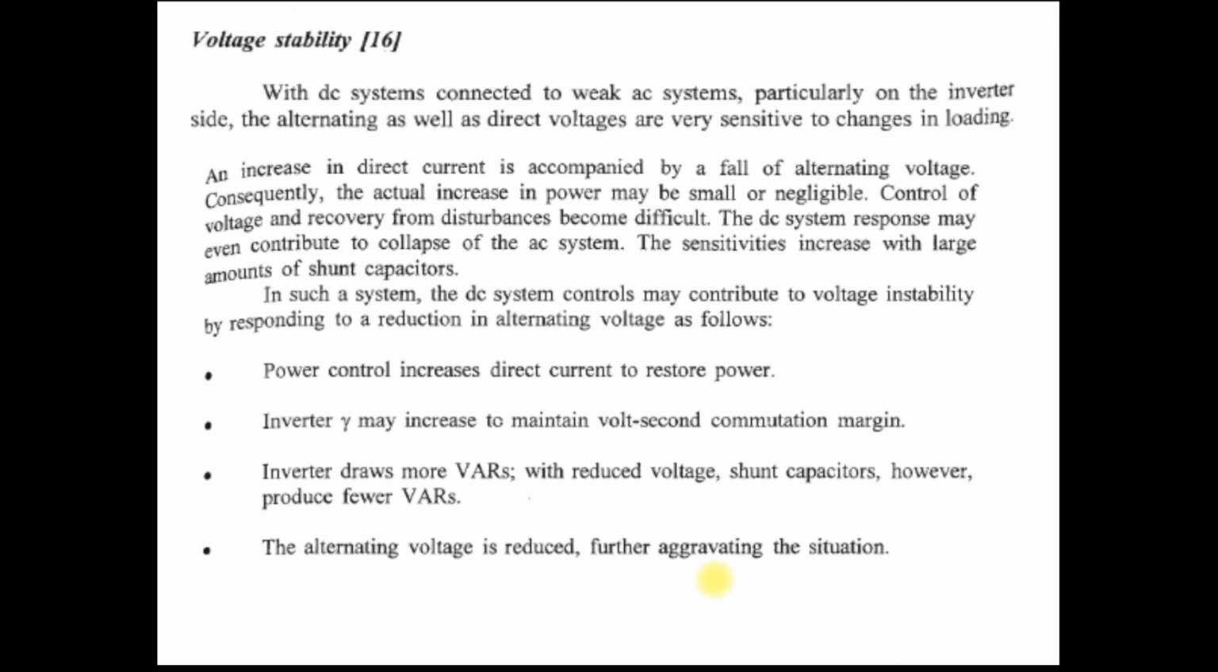So this voltage instability is created because of this DC system control when it is connected with the weak AC system. Clear? If your AC system is strong, then there is no problem. But when your AC system is weak, at that time your DC system control action creates this type of problem. So the first problem is high dynamic overvoltage. The second problem is voltage instability. And another is the harmonic resonance.